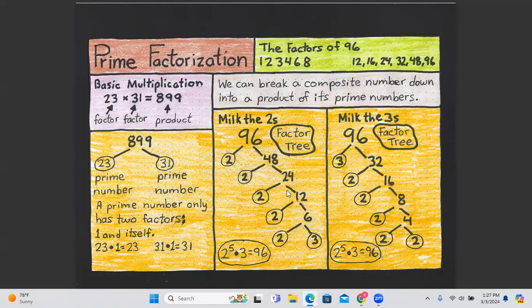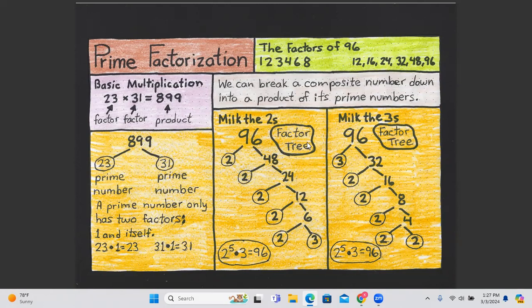And now our task today is to break 96 down into its prime factors using a factor tree by milking out the twos and by milking out the threes. But before we do that, let us take a look at the factors of 96, which are 1, 2, 3, 4, 6, 8, 12, 16, 24, 32, 48, 96.